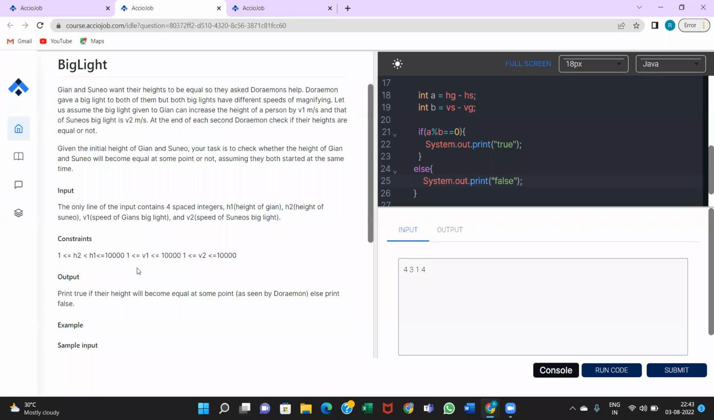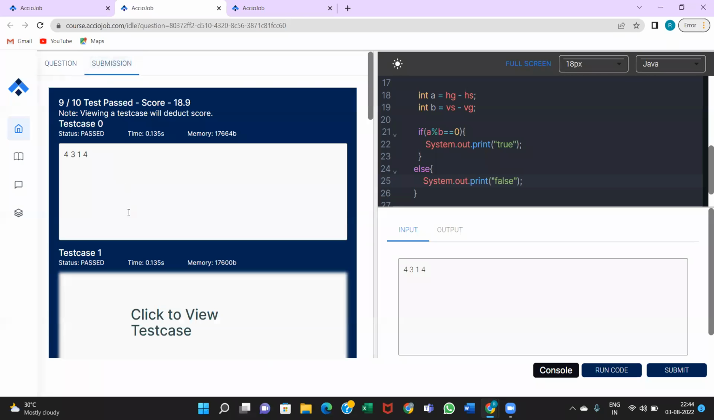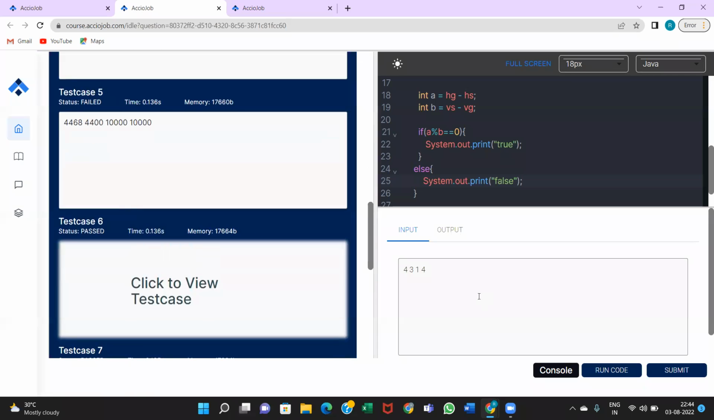So one thing that you need to also take care of is you need to check the constraints over here. So for 10,000, it should work. Let me just check.